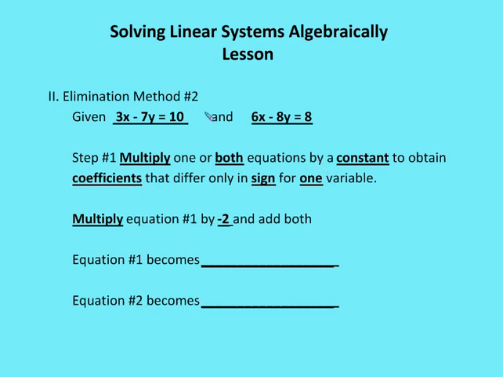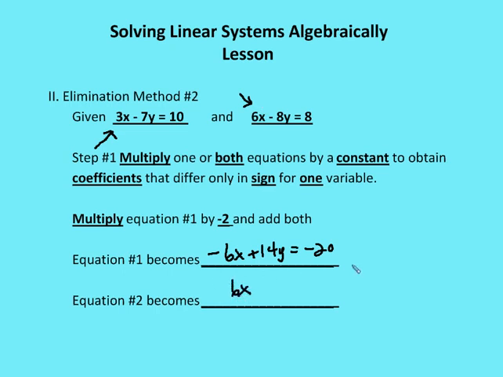In this case, I want to multiply my first equation by negative 2. When I multiply the first equation by negative 2, it ends up as negative 6x plus 14y is equal to negative 20. So I multiply every term by negative 2, and I get negative 6x plus 14y is equal to negative 20. And then I keep this particular equation the same, because I want to eliminate the x variable by adding these two equations together.